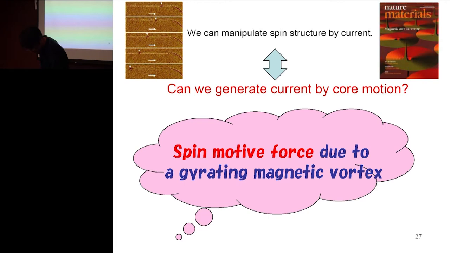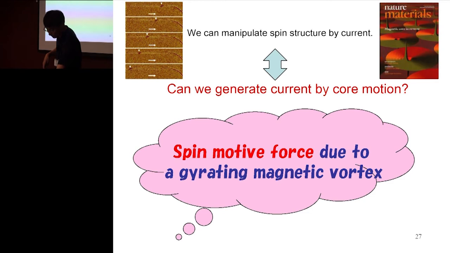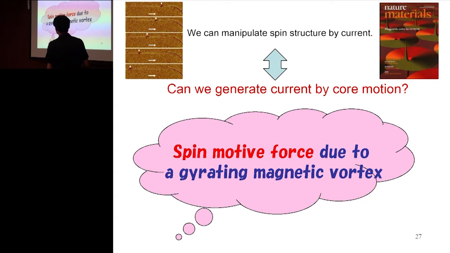Then, what's next? We now do the excitation of spin structure by electric current. What about the reverse effect? Can we generate electric current by spin structure dynamics? Especially, we have a very good system, this one, the vortex. It shows this kind of gyration motion. Okay. So the next topic is spin motive force, which is generated by the spin dynamics.